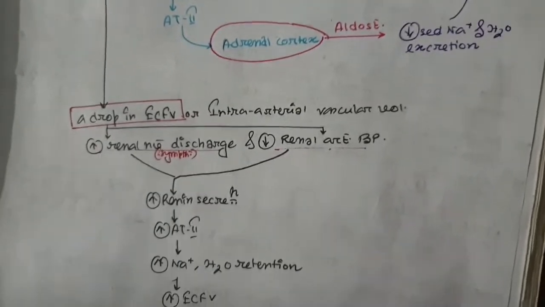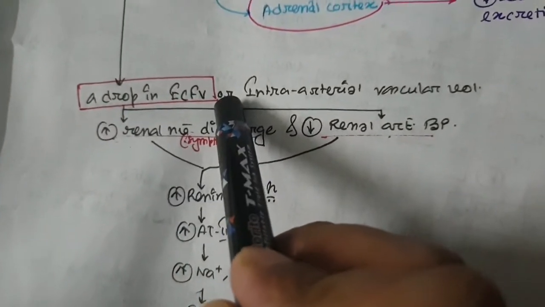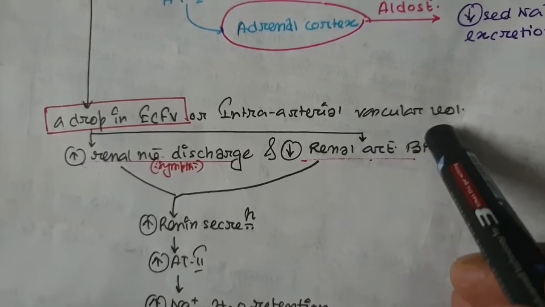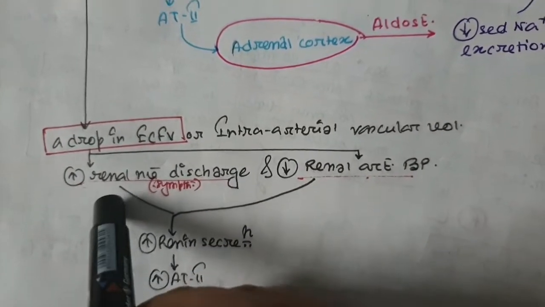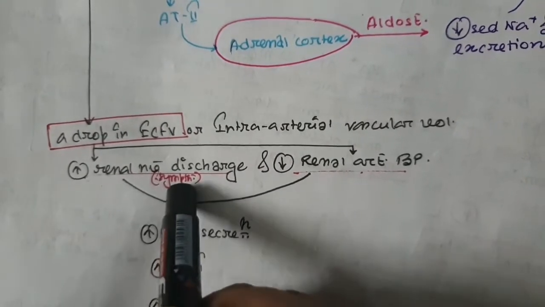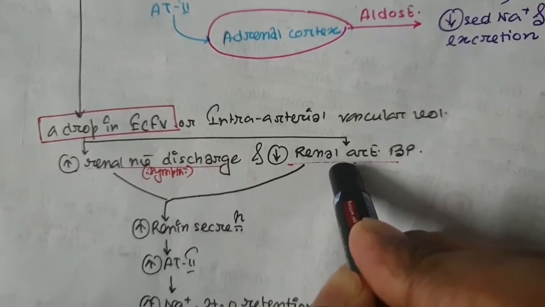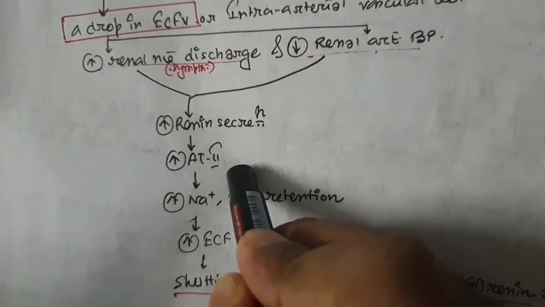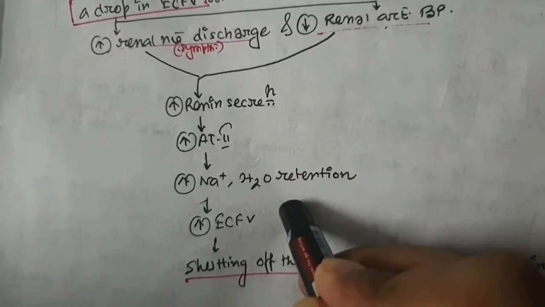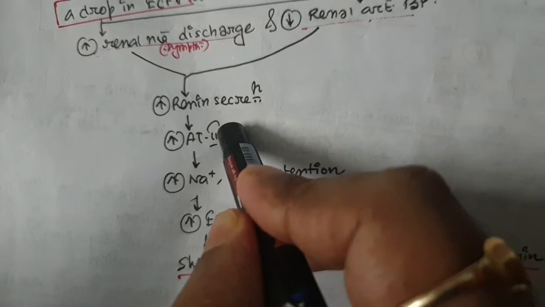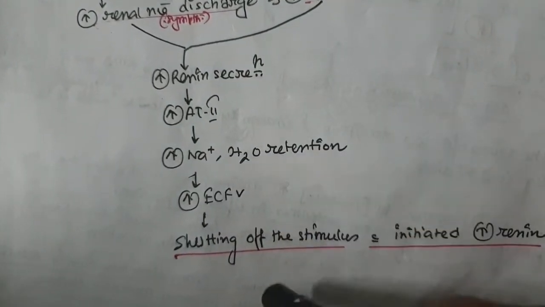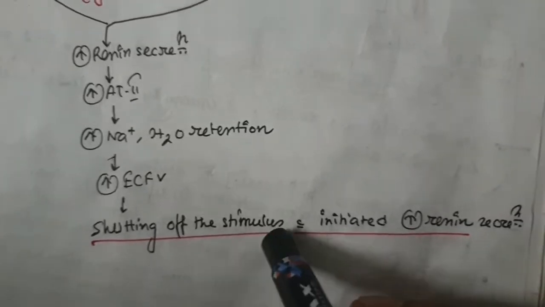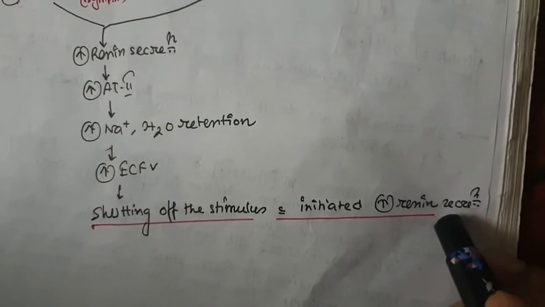by the action of this renin-angiotensin-aldosterone system. Now if there is a drop of the extracellular fluid volume, or if there is any hemorrhage, diarrhea, GI fluid loss, or a drop in intra-arterial vascular volume, what will occur? There will be increased renal nerve discharge, mainly sympathetic renal nerve discharge, and decreased renal arterial blood pressure. Both of these effects increase the renin secretion from the JG cells, and therefore increase the production of angiotensin 2. The result is increased sodium and water retention, because angiotensin 2 promotes the action of aldosterone by increasing its synthesis from the adrenal cortex, and there will be increased extracellular fluid volume, and the result is the shutting off of the stimulus, which was initiated by the increased renin secretion.